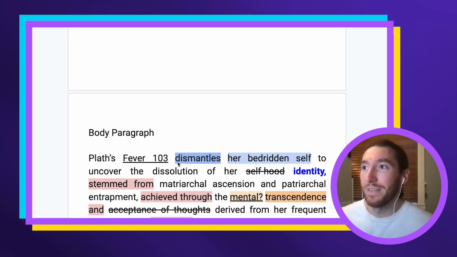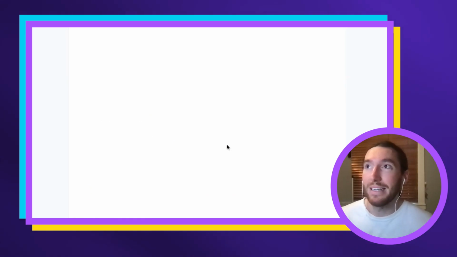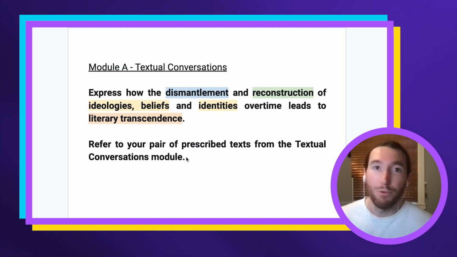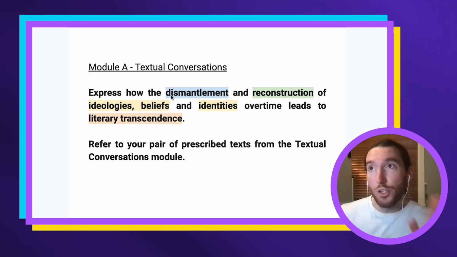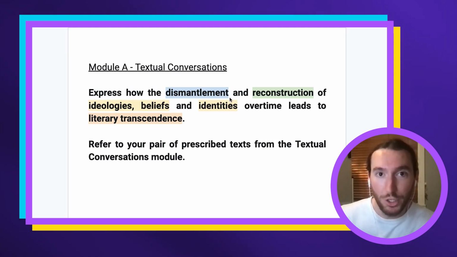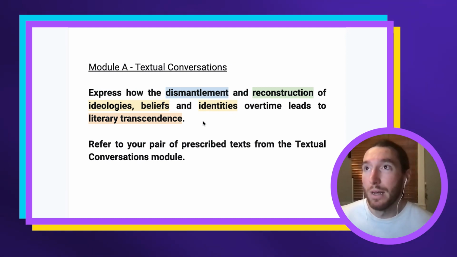So Plath's Fever 103 dismantles. Nice engagement immediately with that keyword of the question. Love to see that, as long as it's done in a specific way. So we're looking for the student to use the word dismantle in a specific way so that it goes beyond the scope of the question. If you just say the word dismantlement, that doesn't actually engage meaningfully with the question. So we're looking for a breakdown there.